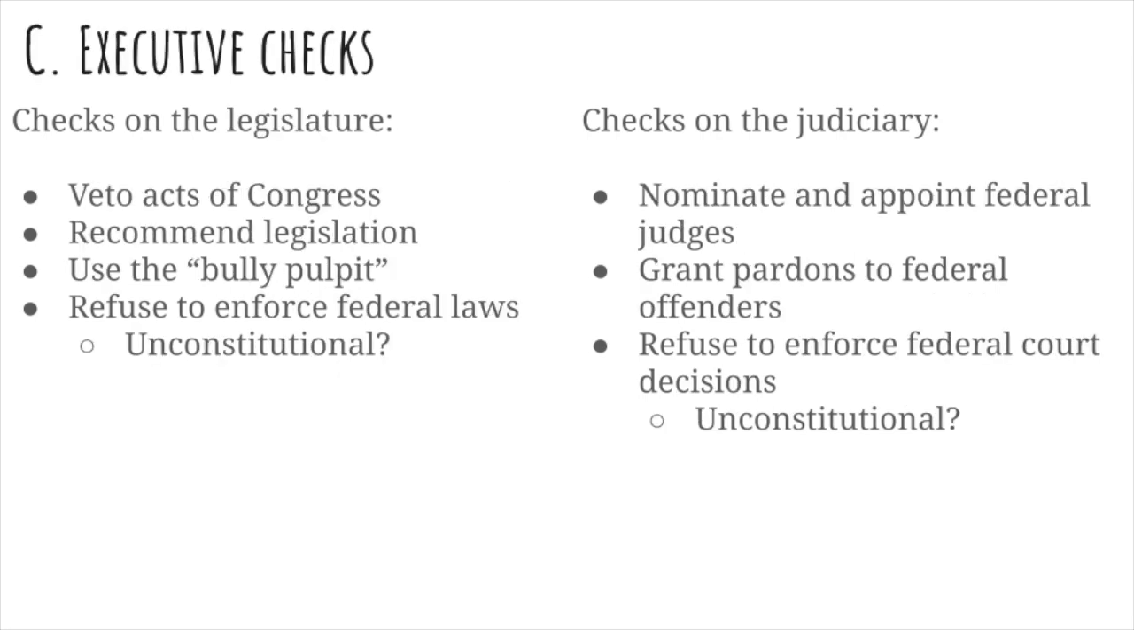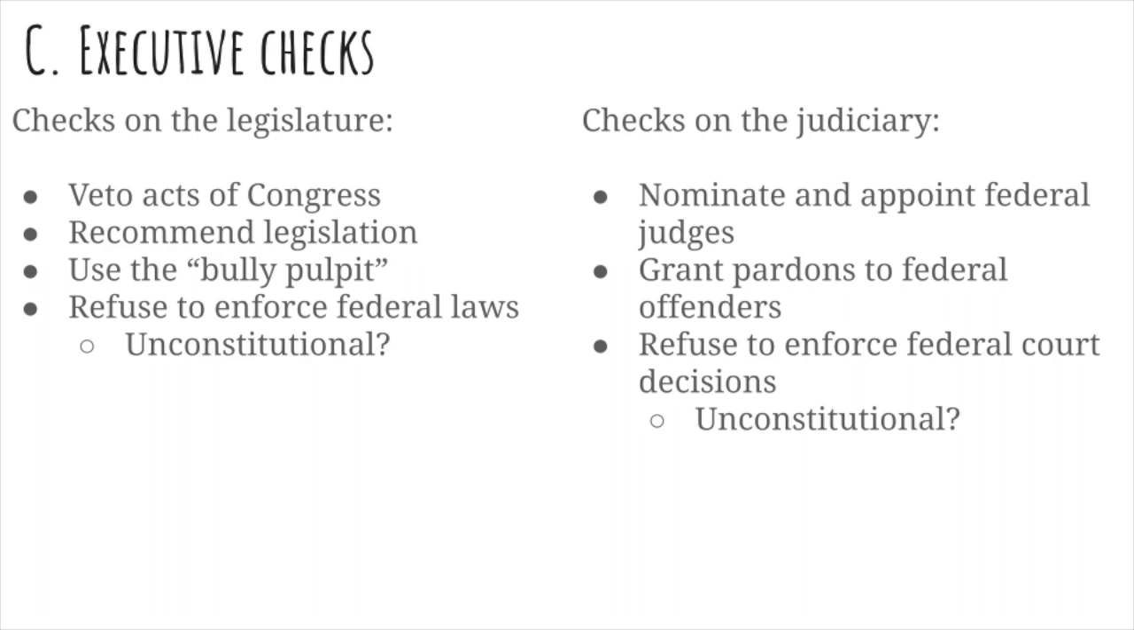Okay, so the executive can check the legislative branch by vetoing acts of Congress and by recommending legislation. This one's kind of an informal one: the president can use his office as a bully pulpit. What this basically refers to is that the president has an outsized voice, and can use the office and the ability to get the media involved to outline policy positions or initiatives that the president likes, or to articulate things the president doesn't like that Congress might be doing, and therefore can shape public opinion in a way that might force the legislature to do what the president wants it to do.